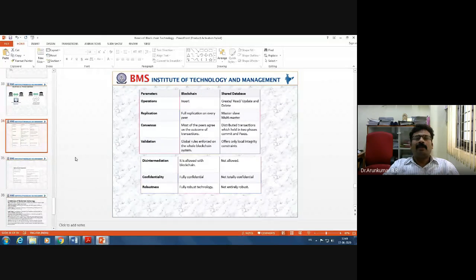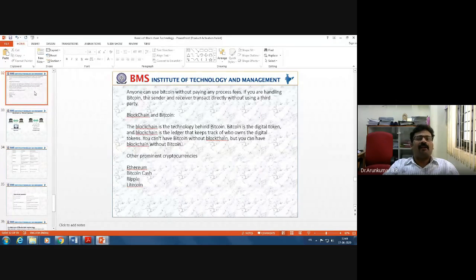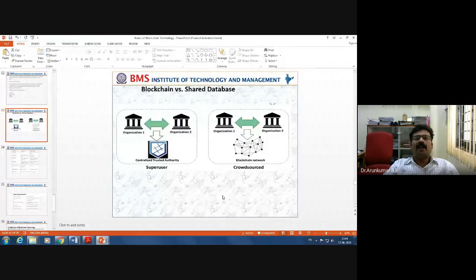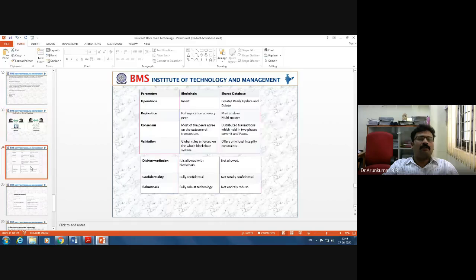So now we'll come to some discussions with respect to blockchain versus shared database. Here you can find the blockchain, and here central is just the authority, which is a shared database. Okay, so now we'll have quickly the differences or comparison of blockchain to the databases.